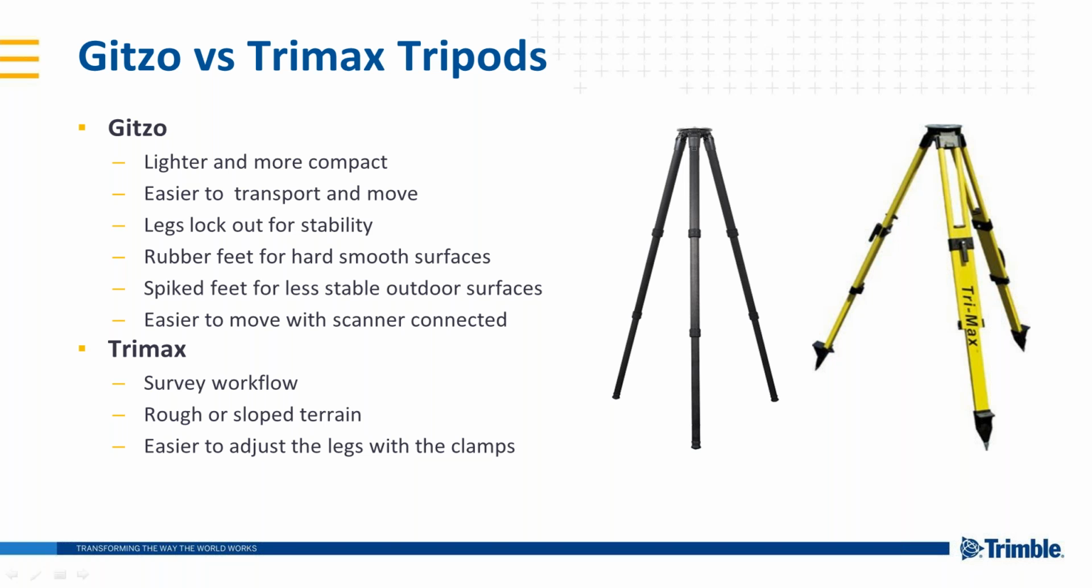Trimax tripods are recommended for survey workflows when you're setting up over a known point and measuring the height of instrument. I would also recommend the Trimax for extremely rough or sloped terrain because it's easier to adjust the legs with the clamps. The Gitzo has telescopic legs that require both hands to adjust them. So both tripods have their place, but for pure scanning workflows, we recommend the Gitzo for its ease of use and flexibility in most cases.